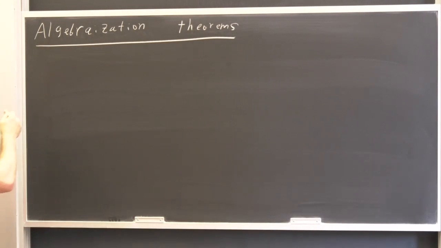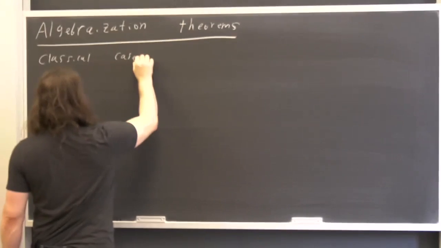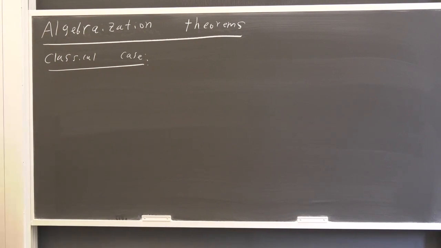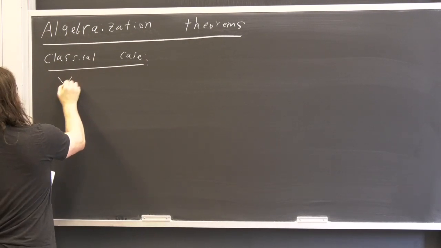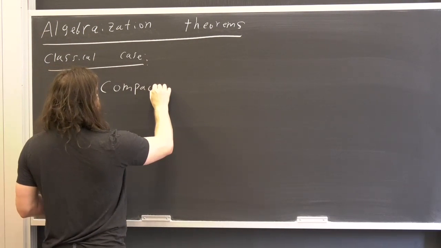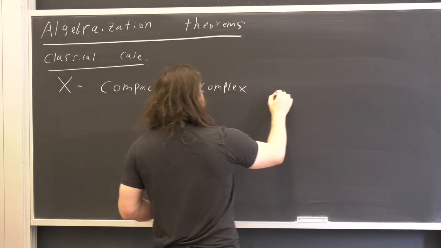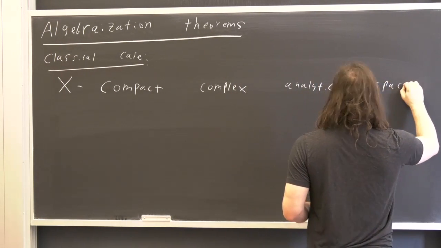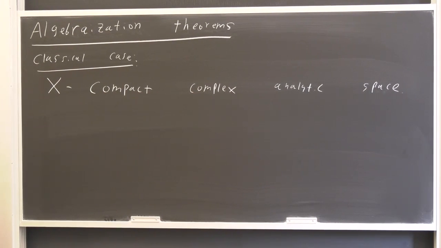So let's just start with the classical case. The analytic world. What does the picture look like? Well, one basic question you can ask is the following. You can take X to be, let's say, a compact complex space. You can take it smooth or reduced or whatever else it is that you prefer.